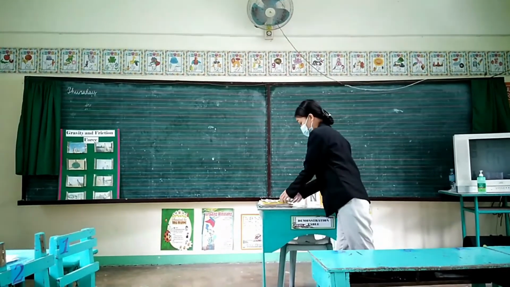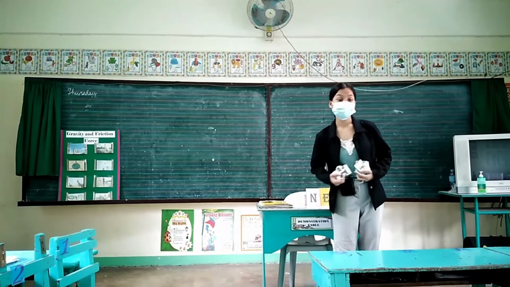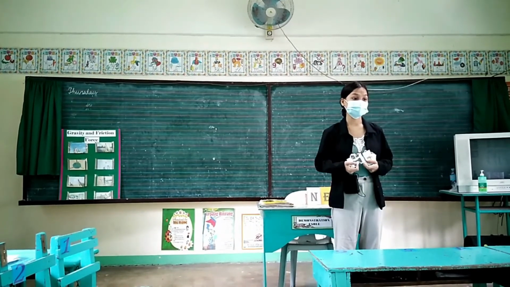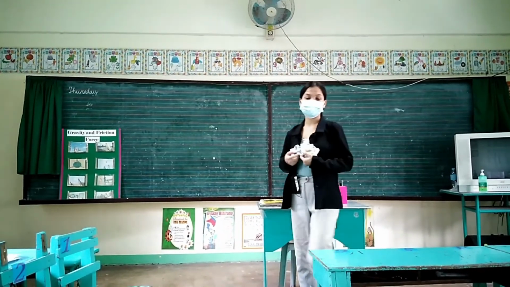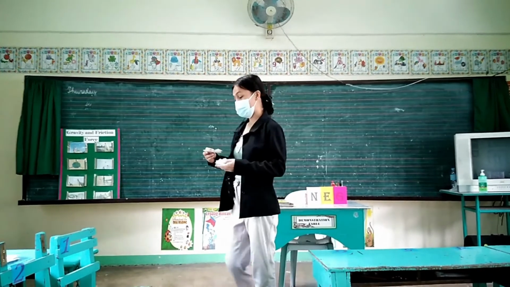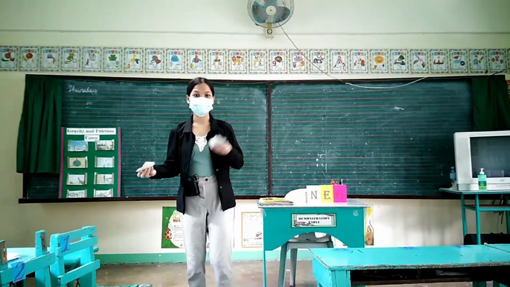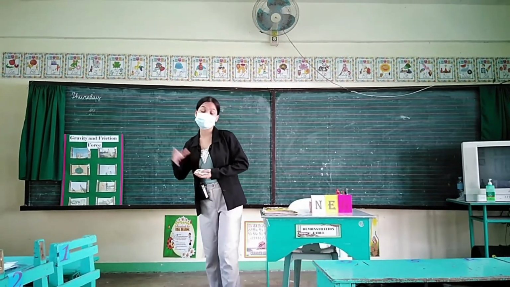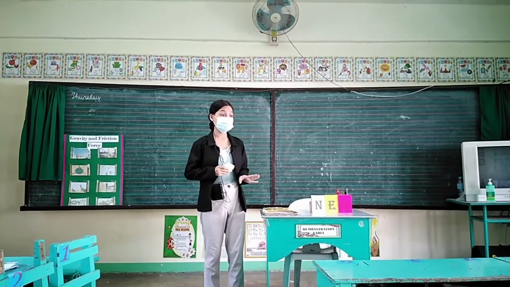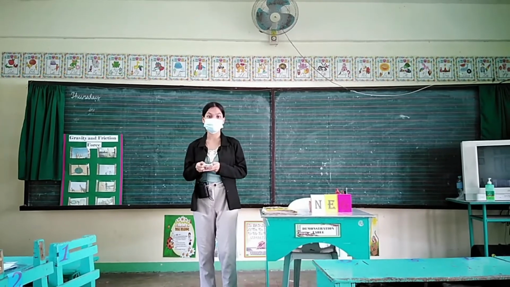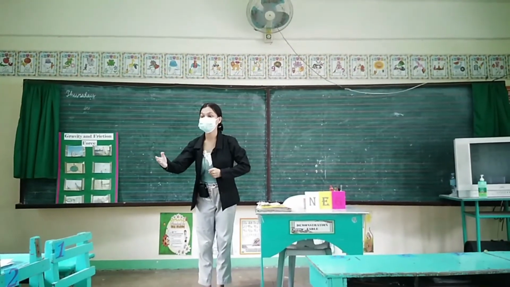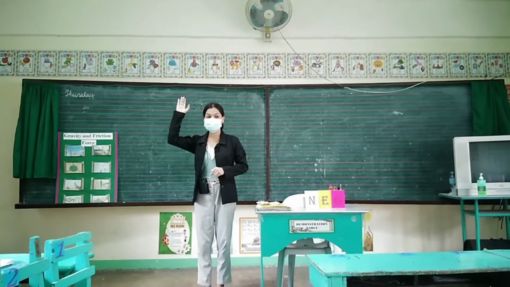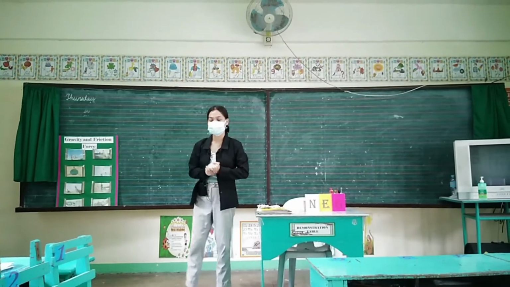So I have here pictures and words which are already cut into pieces that every group will be assigned. Group 1 will have the pictures and group 2 will have the words. You are going to do this on the board and you have 3 minutes to assemble this one. Understand? Very good. Any questions? Okay, your time starts now.